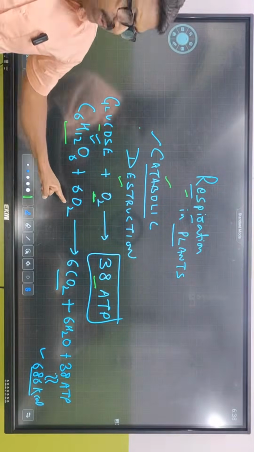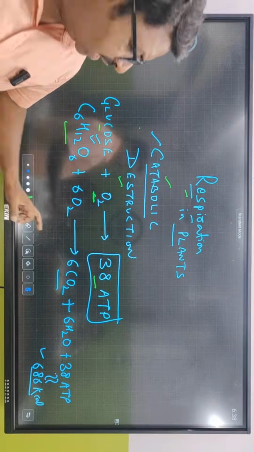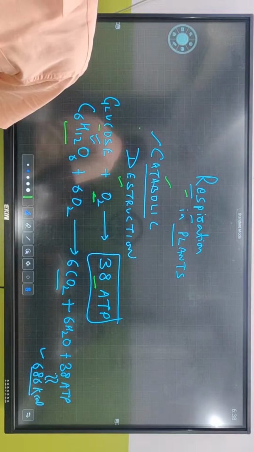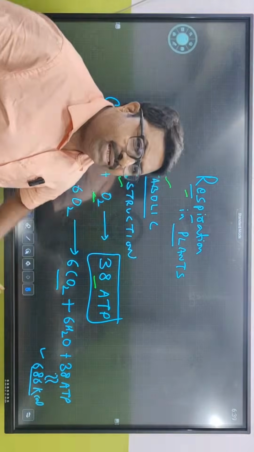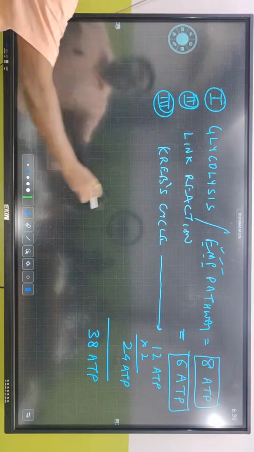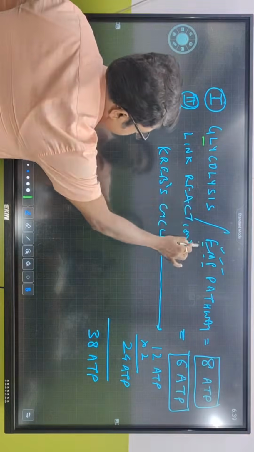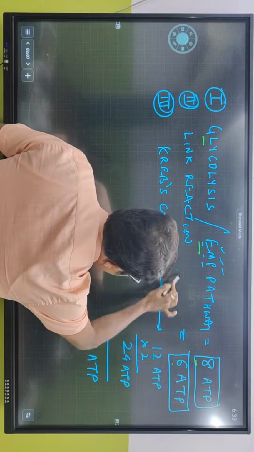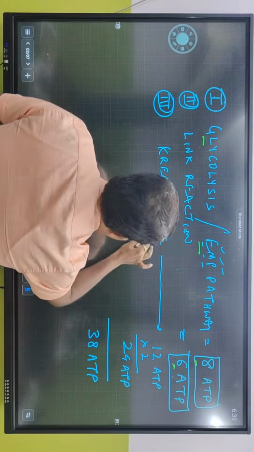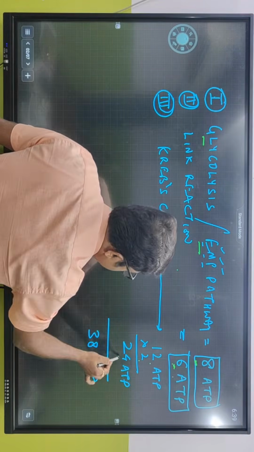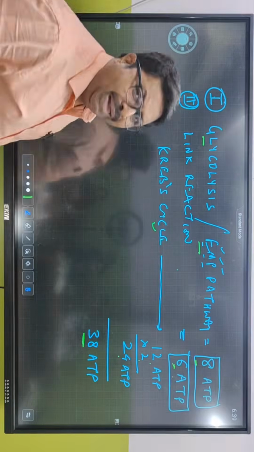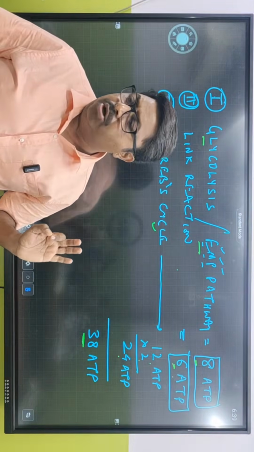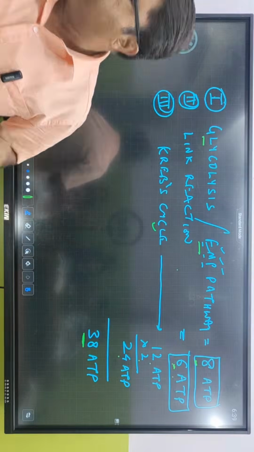Glucose in presence of oxygen is going to give rise to 6 molecules of carbon dioxide plus 6 molecules of water. Along with that 38 ATP is going to come out, which is equal to 686 kilocalorie of energy. The next step is what? Glycolysis, which is also called as EMP pathway. Total net gain is 8 ATP. In link reaction, there is 6 ATP being formed, and by Krebs cycle 12 into 2, that is 24 ATP. So in total, this is the balance sheet how one molecule of glucose can give rise to 38 ATP molecules. Any issues with this?